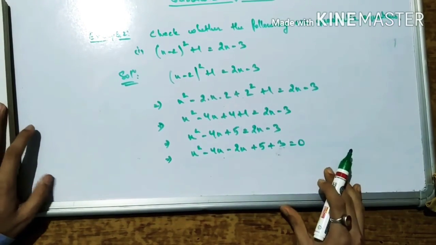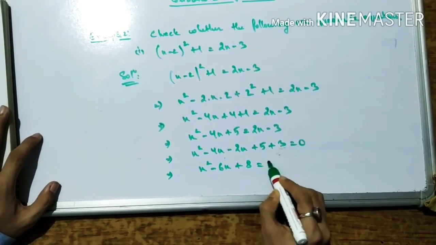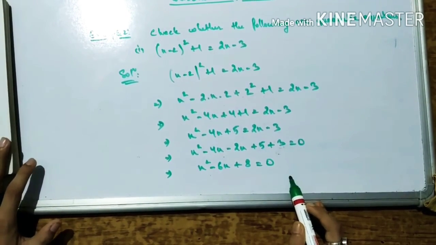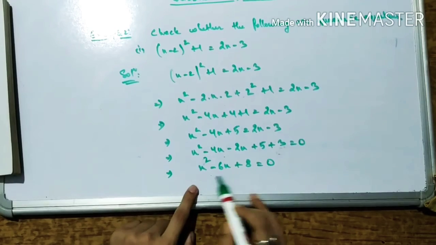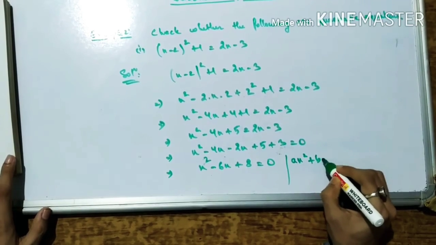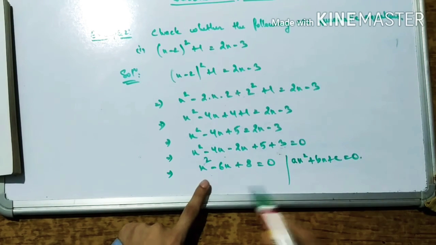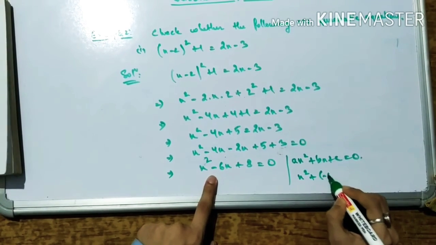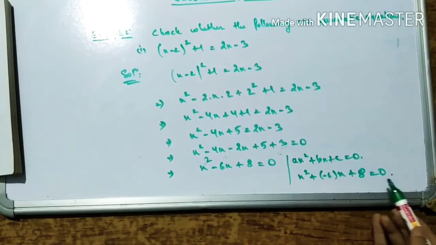I will get this one. Understand? So now you see what I am getting here: x square minus 6x plus 8 is equal to 0. So this is what I got. You see, this is x square, this is x square. Now this equation, I wrote it in the form of ax square plus bx plus c is equal to 0. About the minus there, you need not worry, because I can write it in this form also: x square plus minus 6x plus 8 is equal to 0. In this form also I can write it.